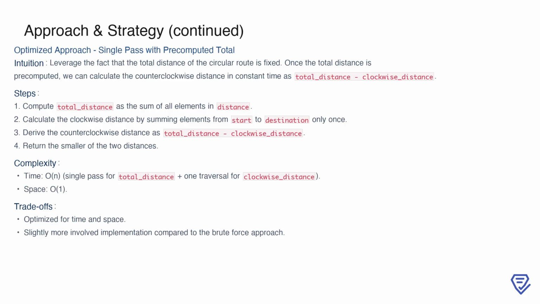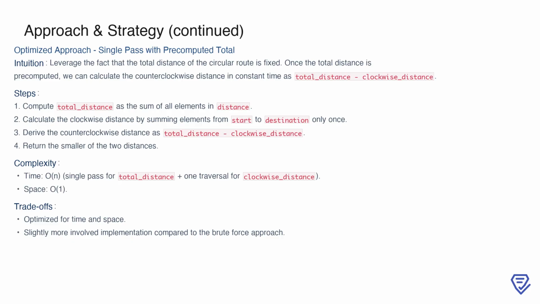The key idea here is to leverage the total distance of the circular route, which can be pre-computed in a single pass. Once we have the total distance, we can calculate the clockwise distance by summing the distances from the start-stop to the destination directly. Then, instead of explicitly summing the counterclockwise distances, we can derive it in constant time by subtracting the clockwise distance from the total distance. Finally, we return the smaller of the two distances.